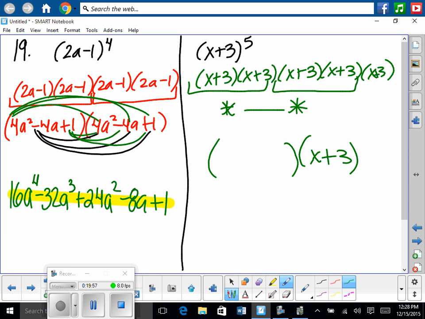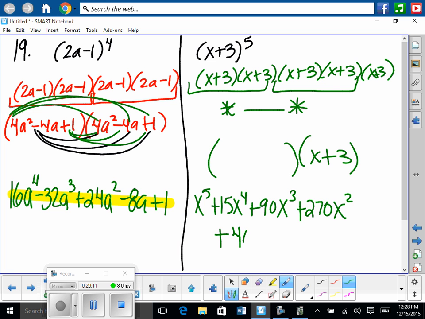And if you do that, which I would definitely practice by myself first, you will get x to the 5th plus 15x to the 4th plus 90x cubed plus 270x squared plus 405x and then plus 243. So that would be our final answer.